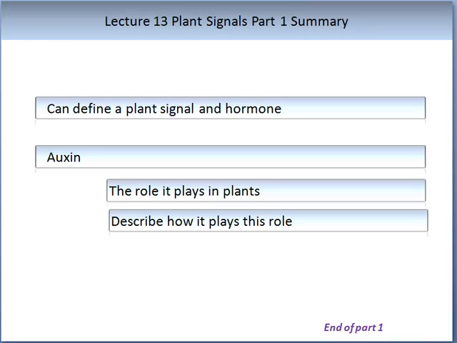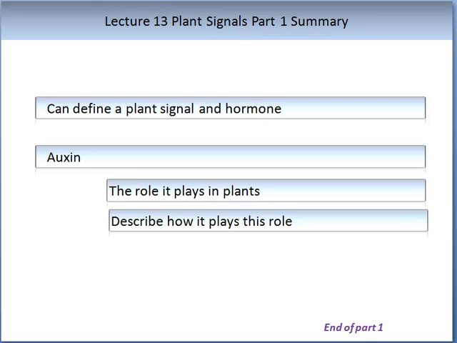So to summarise the first part of the lecture on plant signals, you should now be able to define a plant signal and understand and define what a plant hormone is. We started this topic on the plant hormone auxin, a very important plant hormone. So why is it an important plant hormone? This is something you should now be able to address. What are the functional roles that auxin plays in plants? And how does it go about ensuring that these functions happen?